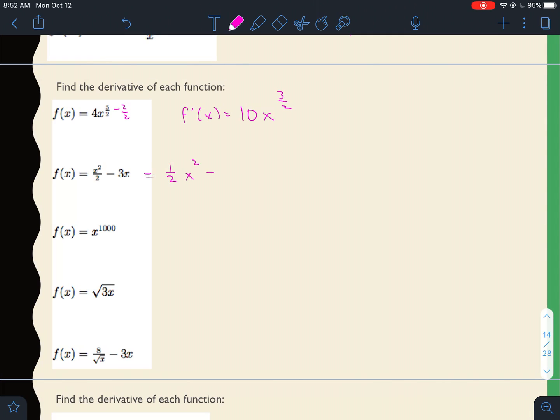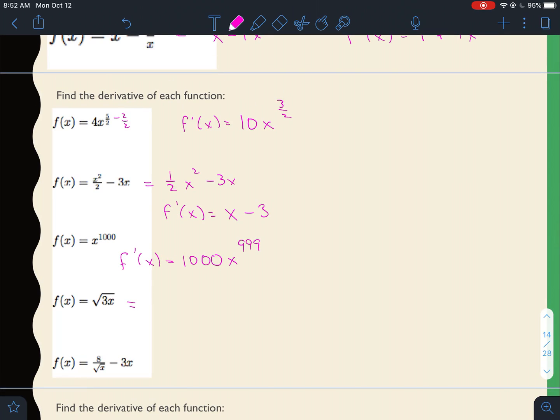On the next one, I'm going to rewrite it as 1/2 x squared minus 3x. And so if I take the derivative of that, 1/2 times 2 is 1. So this would be x to the 1st. And then the derivative of negative 3x is just negative 3. X to the 1,000th, if I took the derivative of that, multiply by the exponent, 1,000, and then x to the 999. Subtract 1 from the exponent.